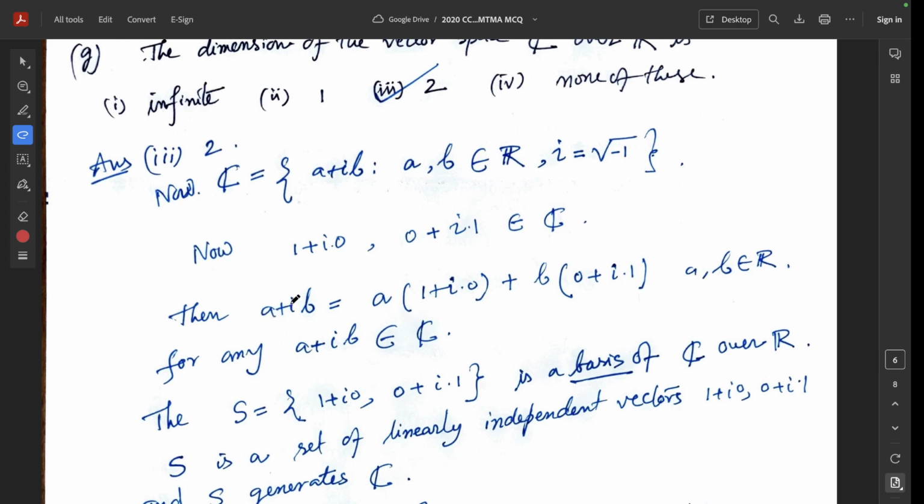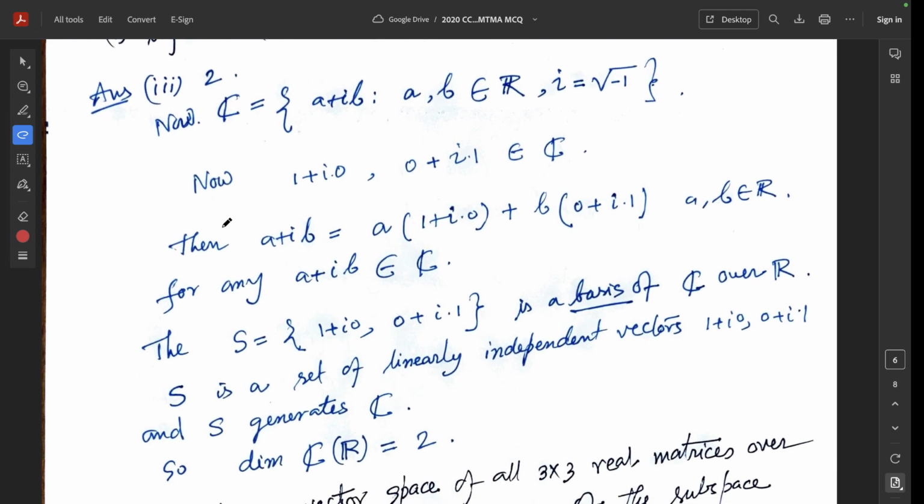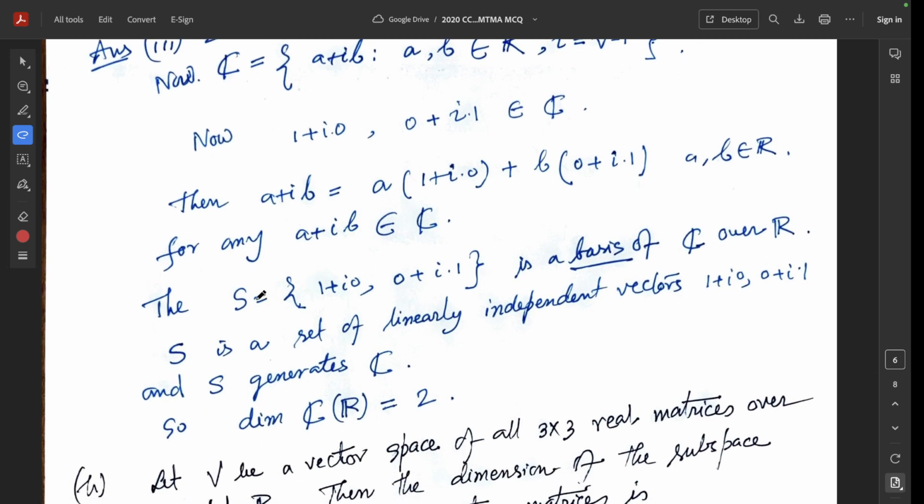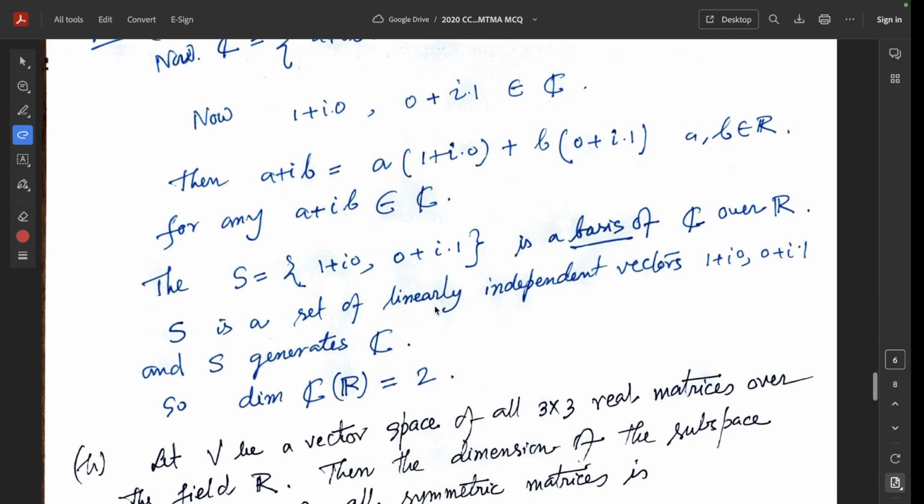Then any complex number a plus ib, which belongs to the complex numbers, can be written as a into (1 plus i0) plus b into (0 plus i1), where a, b belong to the set of real numbers. So any complex number can be written as a linear combination of these two vectors, 1 plus i0 and 0 plus i1. And the set S, consisting of 1 plus i0 and 0 plus i1, these two complex numbers, is a basis of the complex vector space C over R.